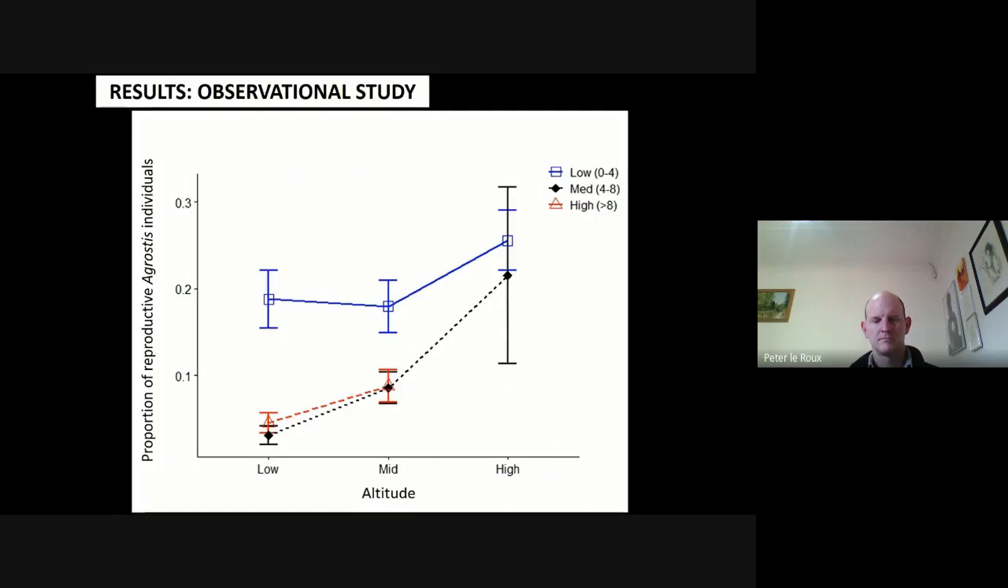Second, going back to looking again at the proportion of individuals that are reproductive, we see that the proportion of reproductive grasses was consistently higher at lower conspecific densities, shown here in blue, compared to medium and high conspecific densities across the altitudinal range. Therefore, from this observational data, it appears that intraspecific interactions between grasses are negative, with this having a particularly strong negative effect in the presence of the positive interspecific interaction. Nonetheless, the net effect of the interaction between these two species is still an increase in the total number of reproductive individuals.